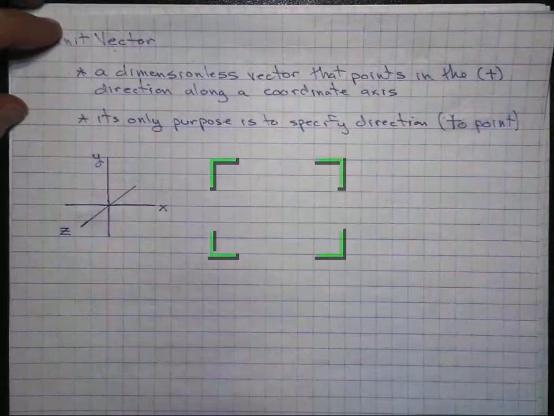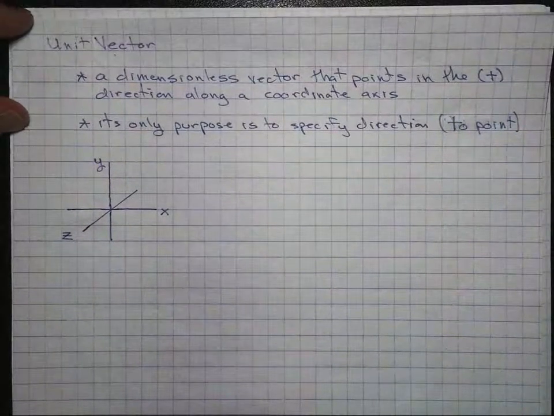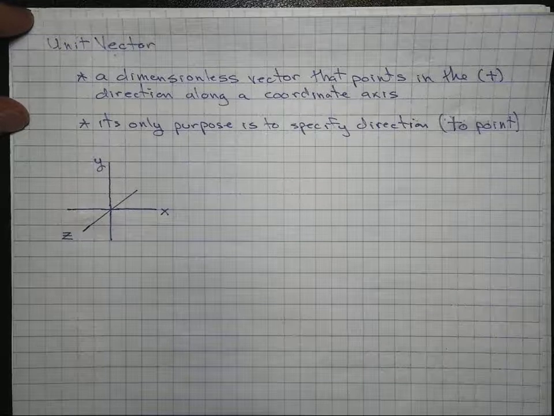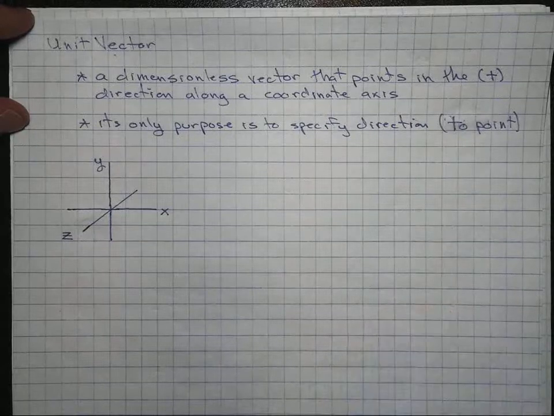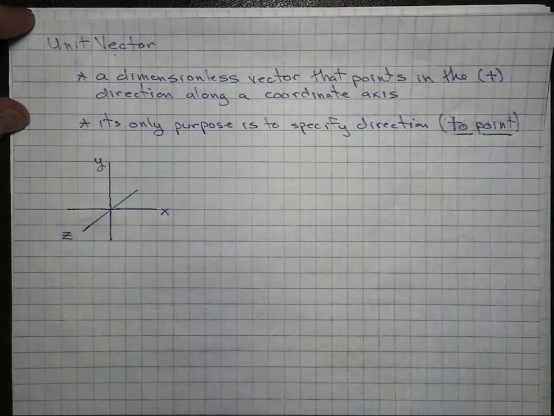All right, everybody, we want to look at unit vectors. What's a unit vector? A unit vector is a dimensionless vector that points in the positive direction along a coordinate axis. It has no units, and its only purpose is to specify direction, which means its only purpose is to point. That's all it does.